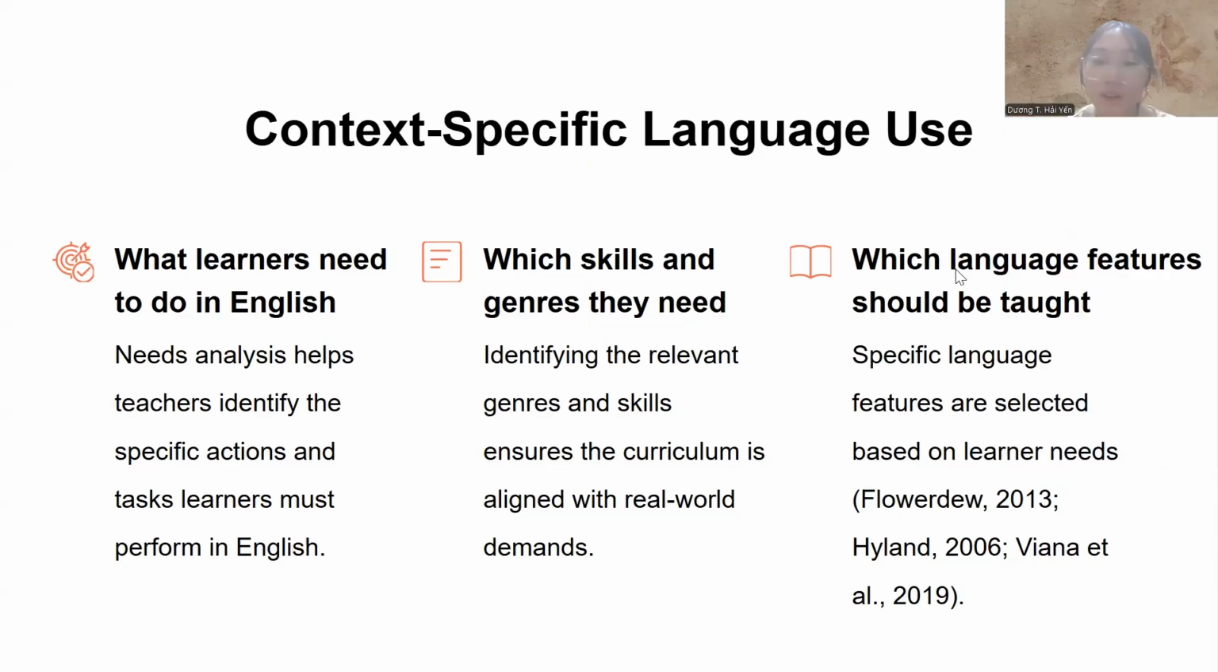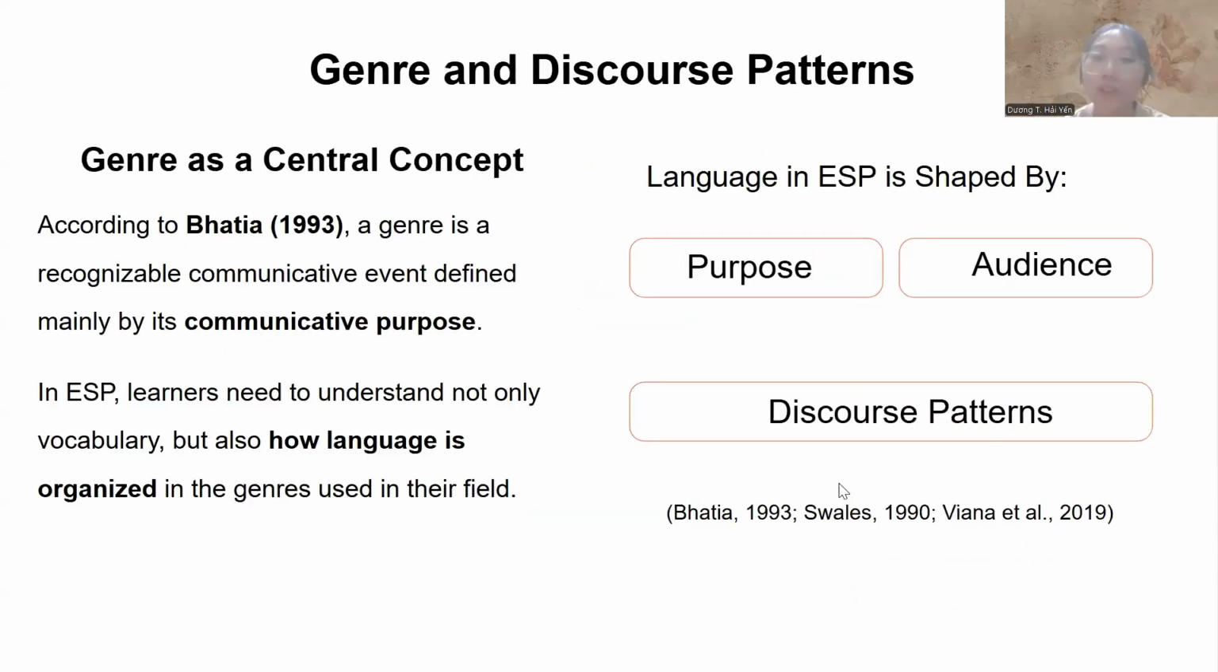So next, we move to the second important feature of language in ESP: genre or discourse patterns. Genre is a very important concept in ESP. According to Swales, a genre is a recognizable communicative event with a specific purpose. This means that in different fields, people use different kinds of text for different purposes. For example, a report, a brochure, a business letter, or a manual are different genres.